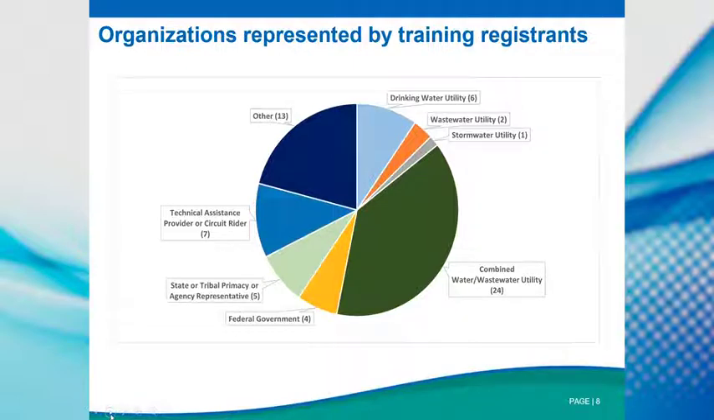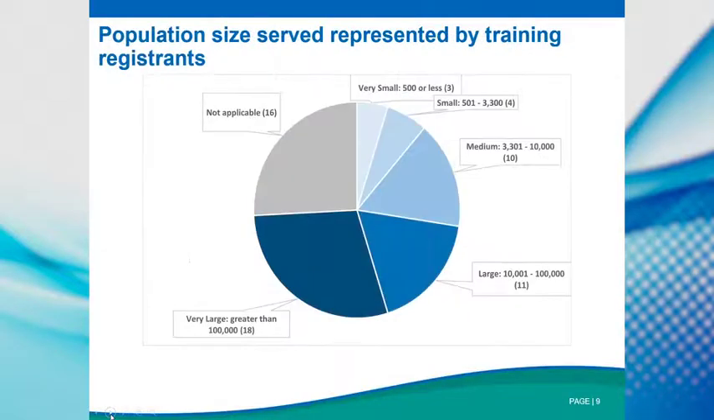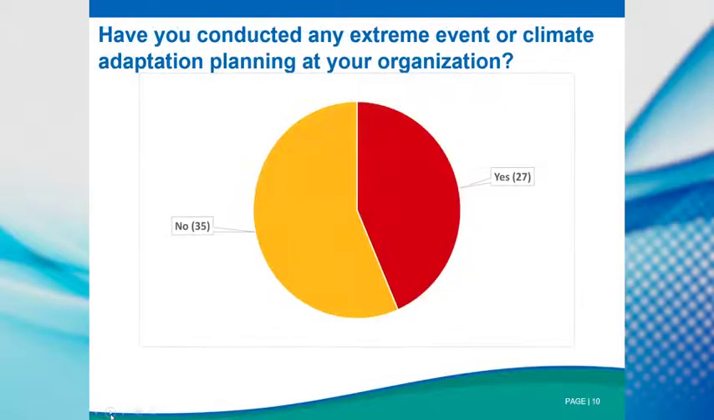This next slide is going to show you the population size served, represented by those utilities. So we've got a mix starting at the top, working our way clockwise. We've got very small and small, mediums, there's a good representation, same with large and very large. So again, a really nice spread of systems, and this CREAT tool, as you will learn, is applicable for utilities of all sizes and communities and other folks that aren't owners and operators, as you'll see.